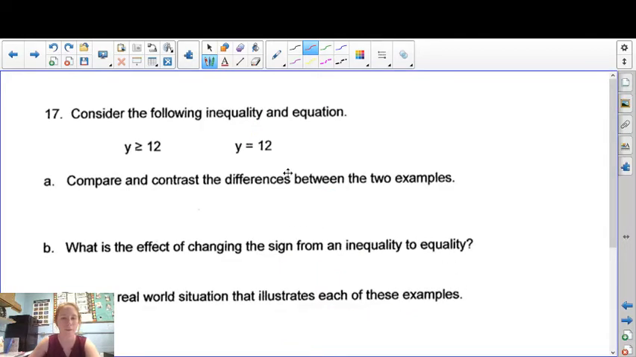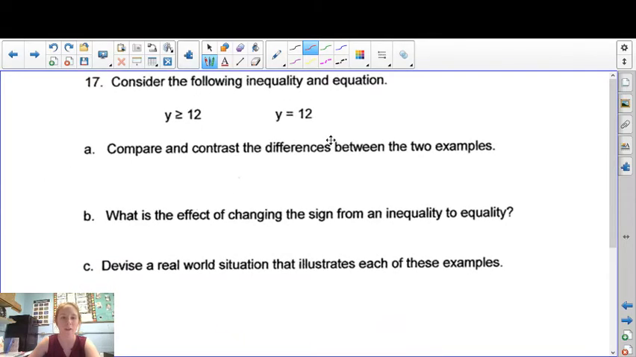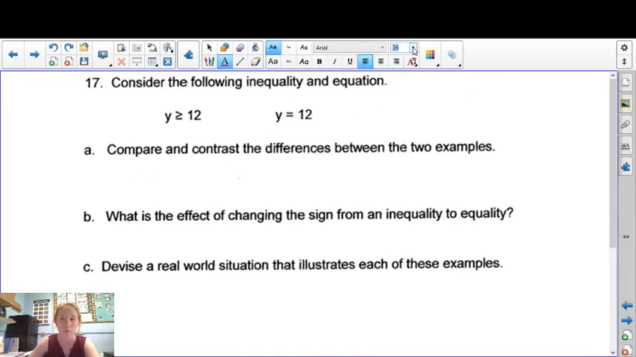Okay, we're going to consider the following inequality and equation, and we're going to answer these three questions. Part A: compare and contrast the differences between the two examples. So I'm going to type, because we all know that my handwriting for sentences on here is atrocious. What's something that I can compare? Well, they both can be equal to 12.